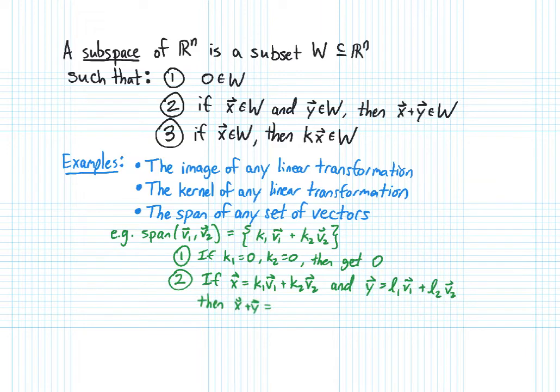And then when you add x plus y, you can collect the v1 parts and the v2 parts together and get (k1 plus L1) times v1 plus (k2 plus L2) times v2, which shows that x plus y is again some scalar times v1 plus some scalar times v2, so it's in the span. And then I'll leave 3 for you to do. It's sort of a similar idea to 2.